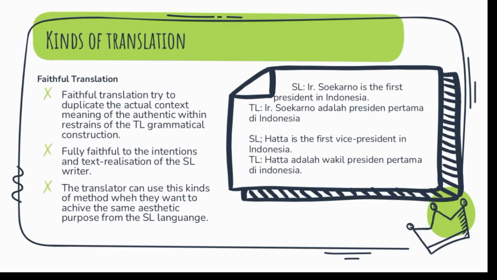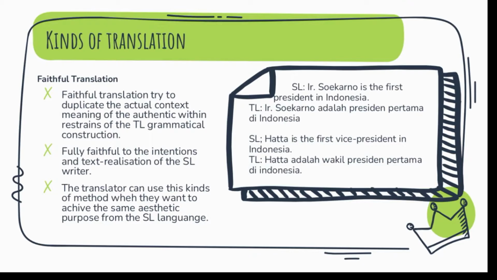So the next is faithful translation. Faithful translation tries to duplicate the actual contextual meaning of the original within the restraint of the target language grammatical function. This kind of translation tries to achieve the same aesthetic purposes of the source language.